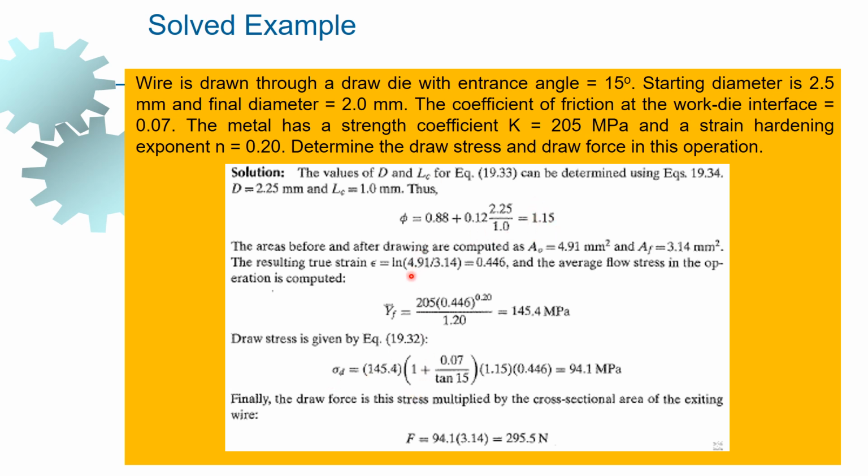Before that, we need to find the strain. Strain is log of initial area by final area. Initial area can be calculated from the initial diameter, and final area can be calculated from the final diameter, which is 2 mm. So using initial area and final area, we get the strain, which is log A naught by A_F. Then we get the flow stress, K epsilon raised to n over n plus 1. K is given, epsilon we calculated from here, n is given, so we get the flow stress.